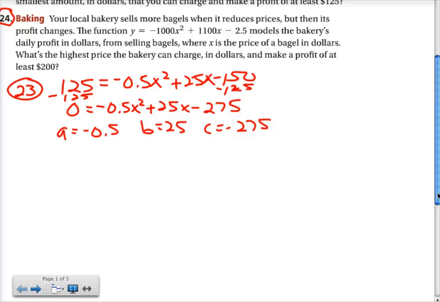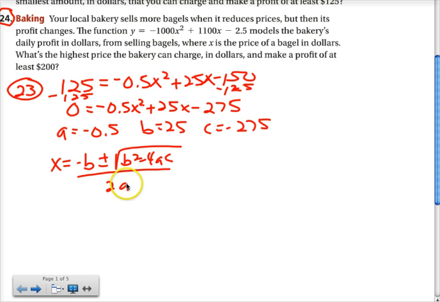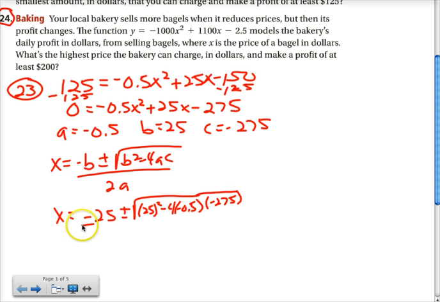might as well use the calculator for x equals negative b plus or minus the square root of b squared minus 4ac all over 2a. So x is going to equal negative 25 plus or minus the square root of 25 squared, which is 625, minus 4 times negative 0.5 times negative 275, all over 2 times negative 0.5.